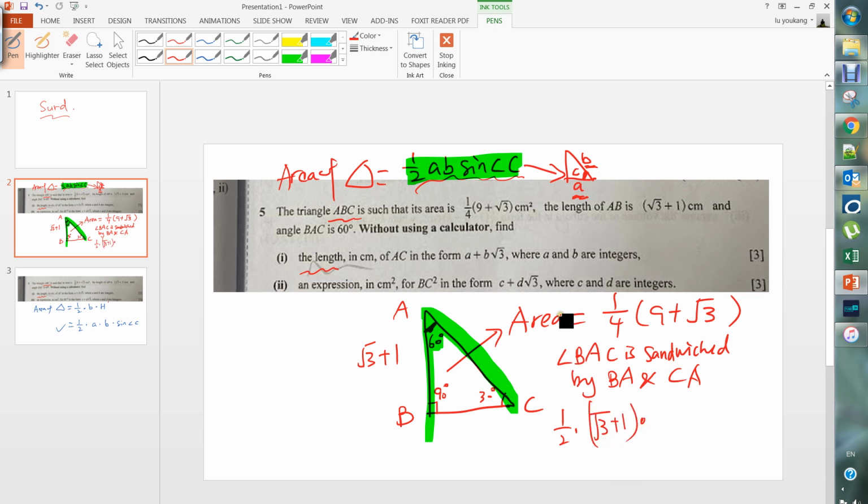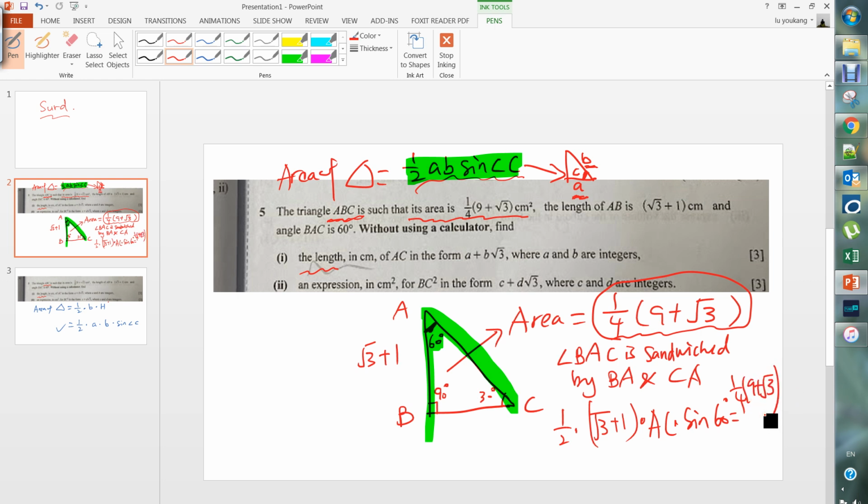And which one is my b? AC, or CA, which I need to find. And then I just need to times sine 60, because the angle is 60. So I can equate this to my area, which is given, because the question says the triangle ABC has its area as this. So I can equate it to 1/4 (9 plus square root 3).